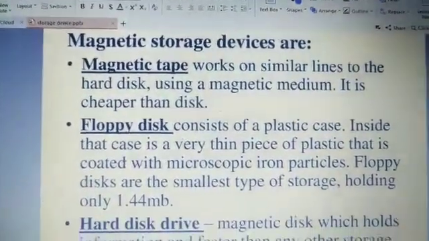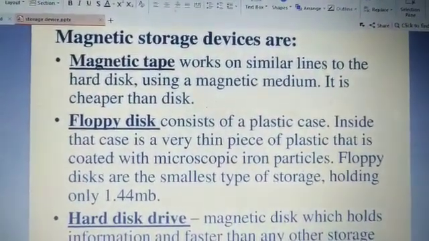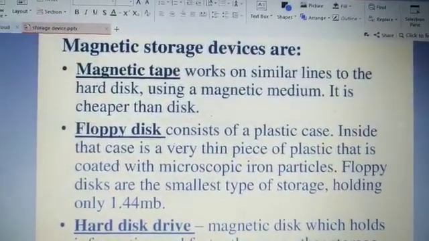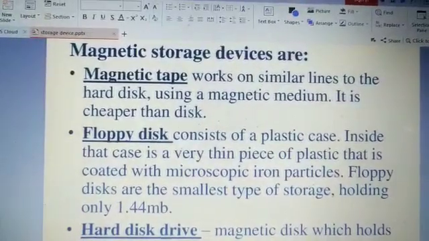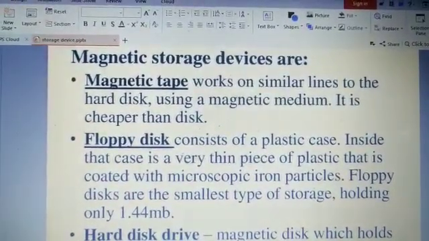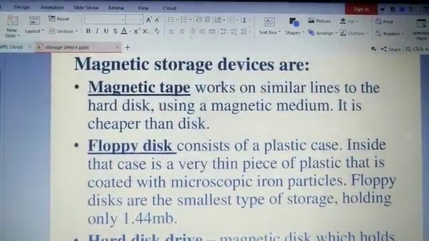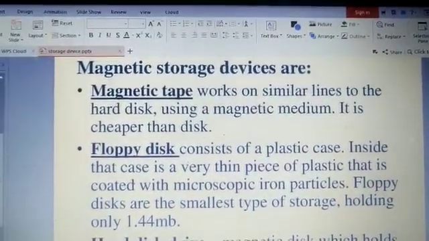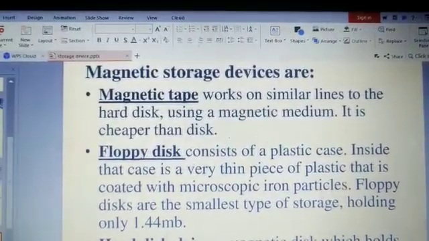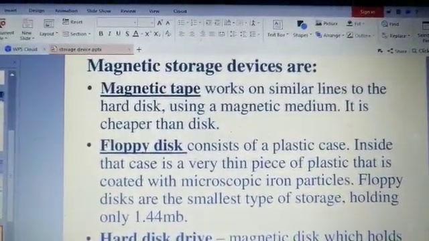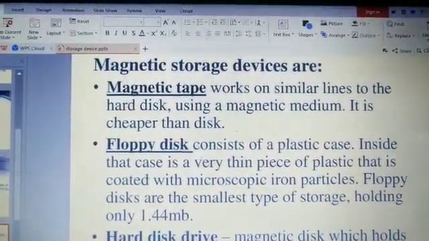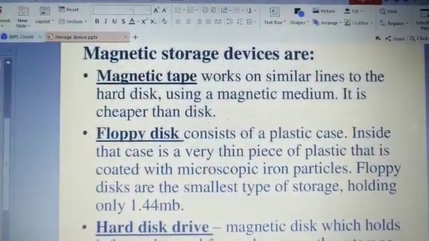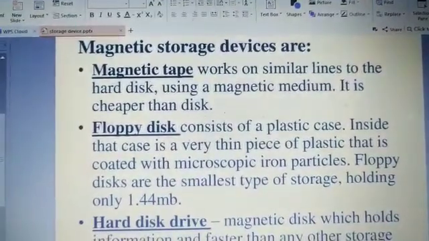Next are floppy disks. Magnetic floppy disks are obsolete nowadays. These were removable plastic disks with a much smaller storage capacity. Two different standards of floppy disks were available in the market. Floppy disks are the smallest type of storage and hold only 1.44 MB.